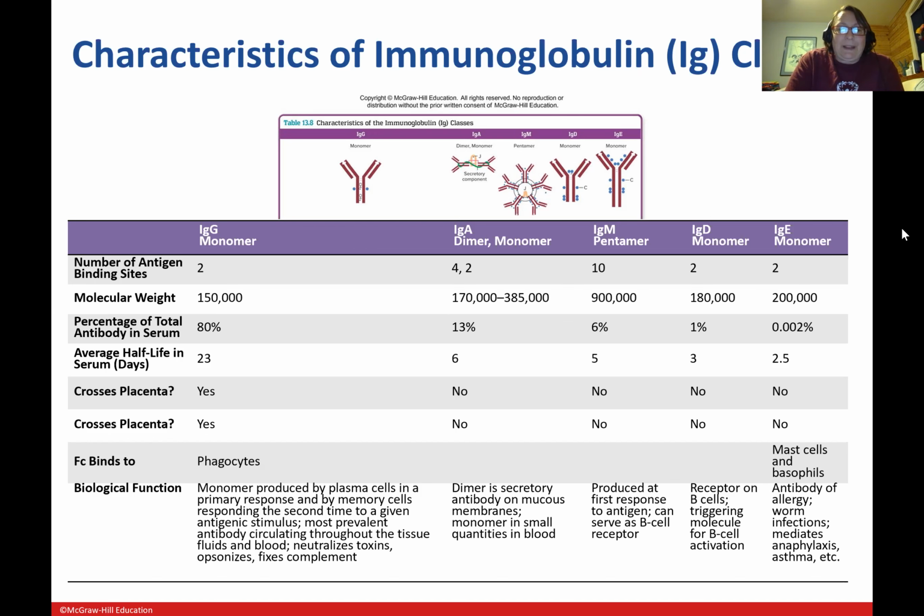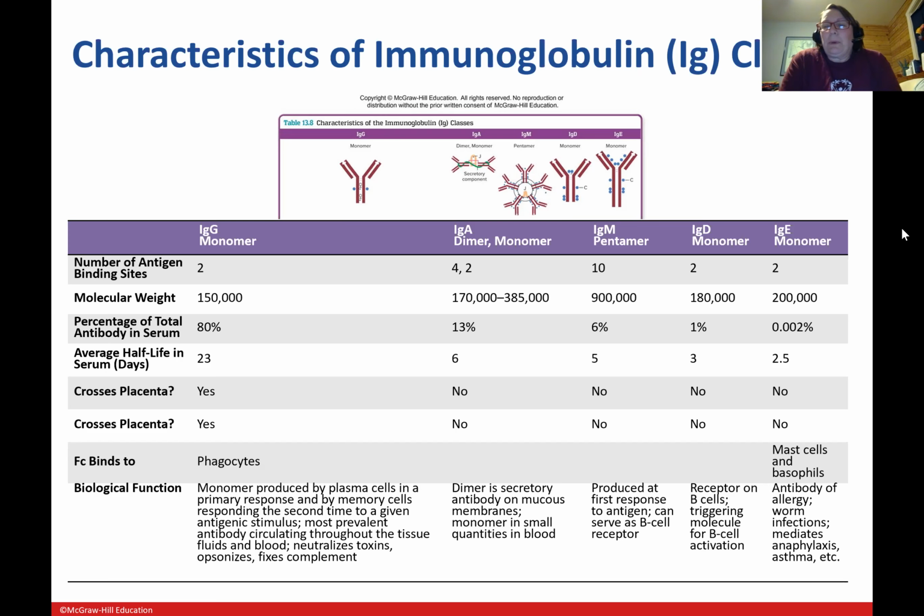It is the most prevalent antibody circulating in the tissue fluids and blood, and it neutralizes toxins. It opsonizes, right? So it covers those bacteria, and it also is part of the complement. So it helps to fix the complement on the cell membrane, which then forms that hole in the cell's membrane, which allows all of the insides of the cell to leak out, and it kills it.